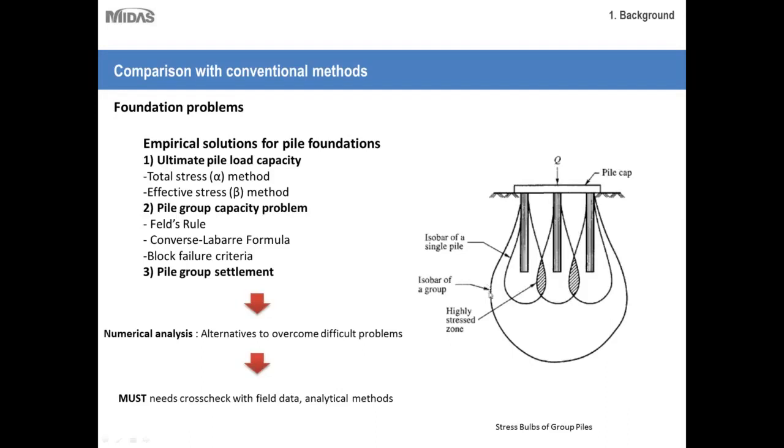So numerical analysis, one of its main advantages for foundation design is that it provides alternatives to overcome difficult problems. For example, if you have asymmetric group pile foundations or configurations that include many dozens of piles, numerical analysis would come in especially handy. And then it's absolutely necessary to cross-check with field data and analytical methods. That way you can double-check to make sure that your results are reasonable.